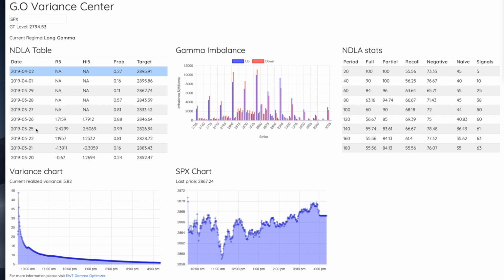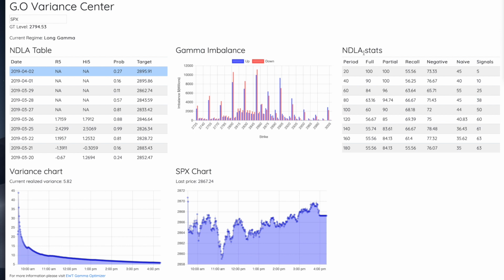The NDLA has very few signals here and there, but when they appear, they tend to appear clustered together, and we need to play them right away. So that's the NDLA table. And I'm going to jump over the statistics of the NDLA. The statistics are also visible for non-members. In fact, it's the only thing that is visible to non-members right now.